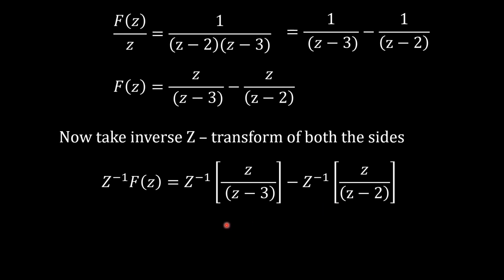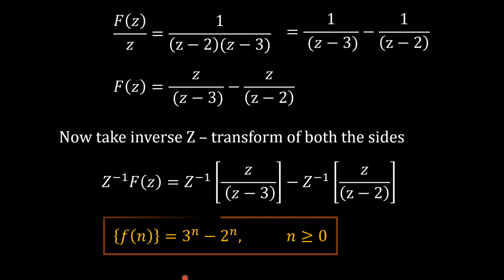Using the table of inverse Z transforms, we get the inverse Z transform, which is f(n) equal to 3 raised to n for the first one, and 2 raised to n for the second one. Therefore, f(n) is equal to 3 raised to n minus 2 raised to n for n greater than or equal to 0, which is the solution of the given difference equation.